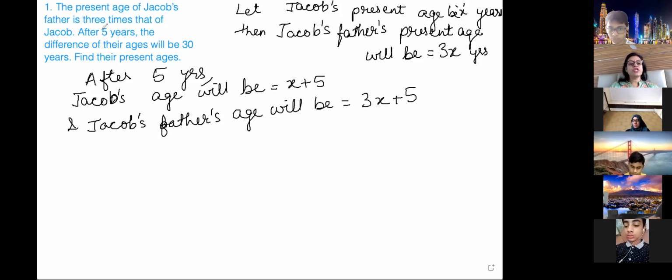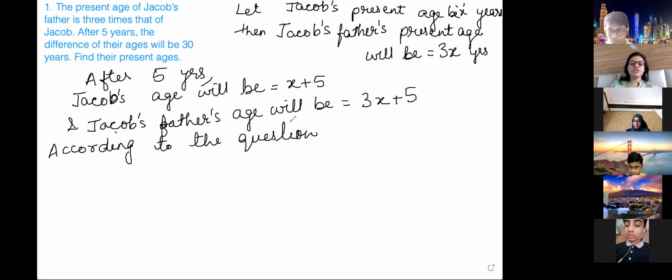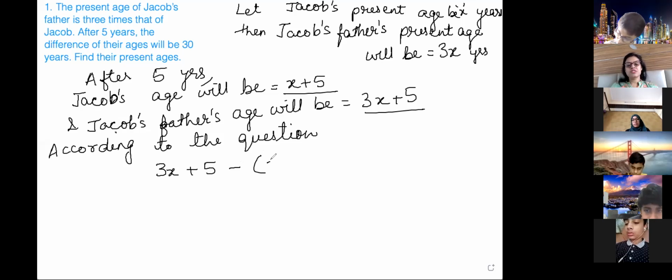Now coming to the question, you will see the second statement. According to the question, the next statement is our equation that we have to make. What is given in the question is that after 5 years, the difference of their ages will be 30 years. So find the difference of their ages. Whose age will be bigger? Father's age. So 3x plus 5 minus x. You will put a bracket because this x plus 5 whole is the age after 5 years. The difference is 30 years. So this is your equation, and now we'll solve it to find x.